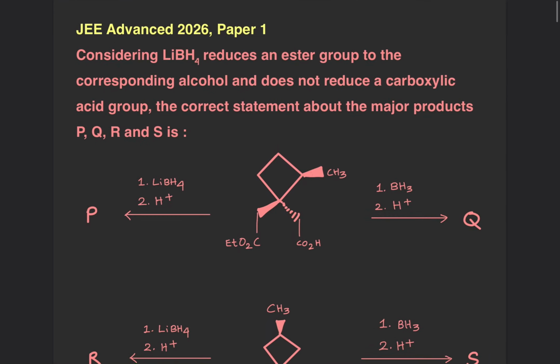Hello everyone. So this is a question from JEE Advanced 2026 paper 1. Considering LiBH4 reduces an ester group to the corresponding alcohol and does not reduce a carboxylic acid group, the correct statement about the major products P, Q, R and S is.